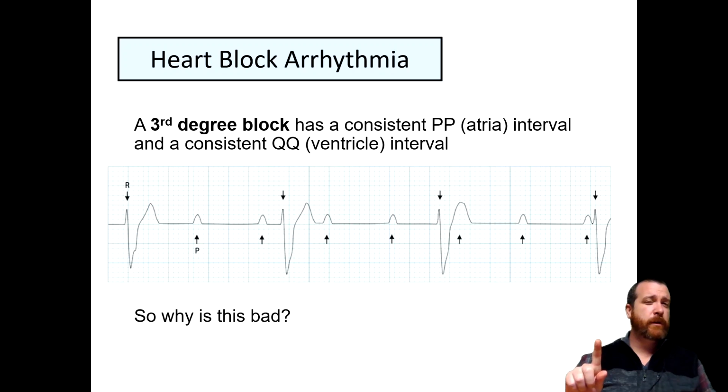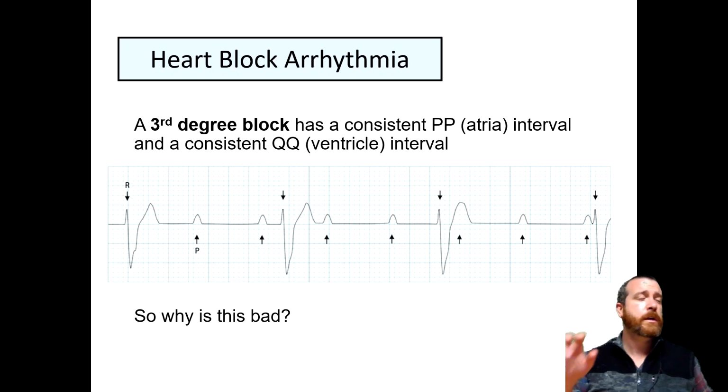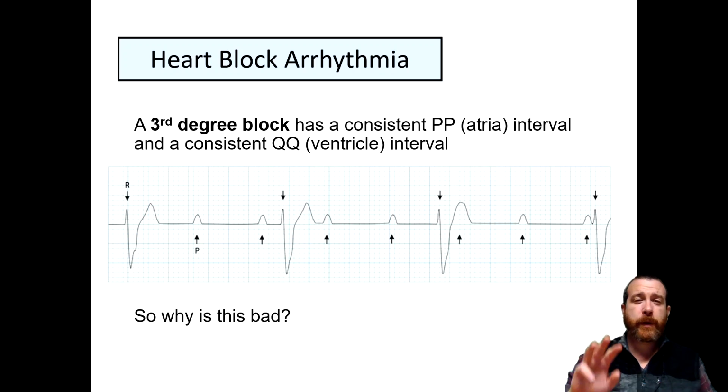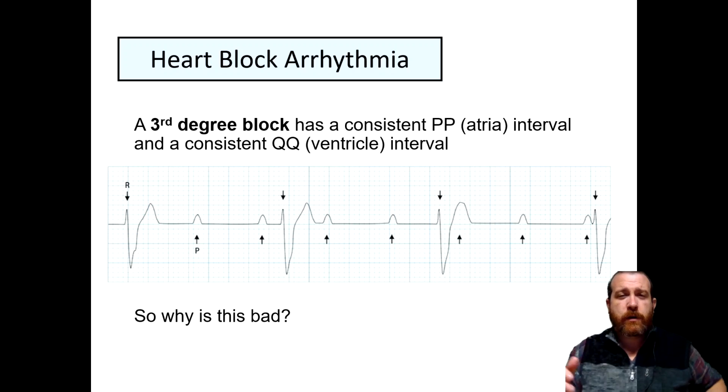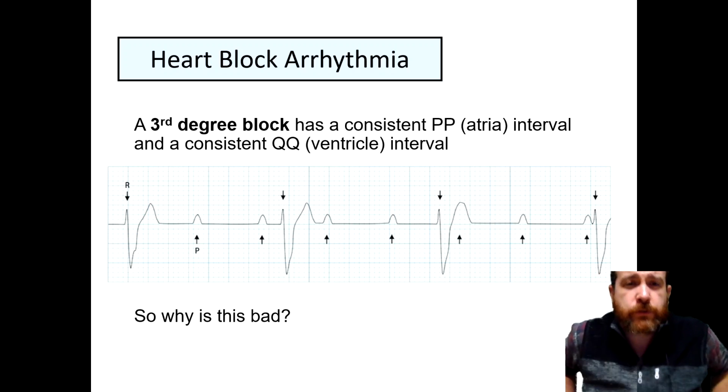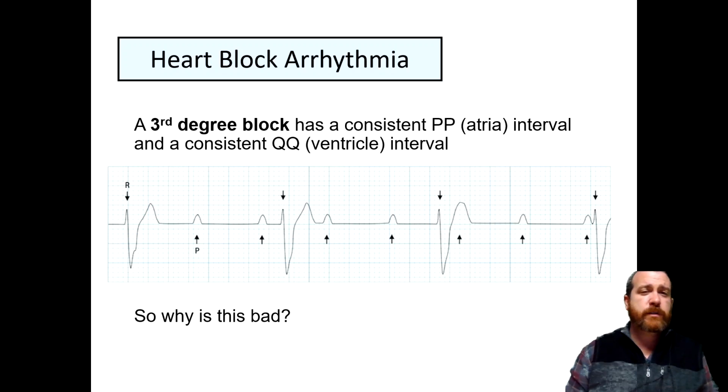So first degree heart block, long PR interval. Second degree heart block, Mobitz type 1 / Wenckebach, it slowly gets longer. Mobitz type 2, perpetually long PR interval, and eventually just randomly dropping a QRS beat, so the ventricles never squeeze. Third degree is the worst kind.